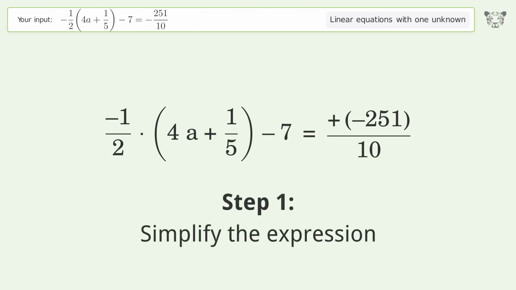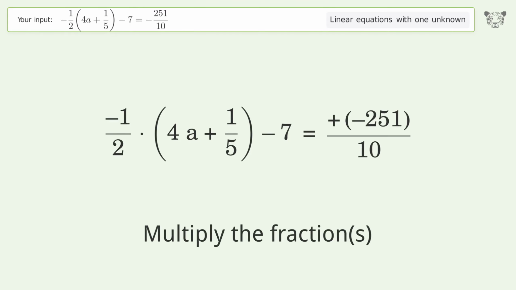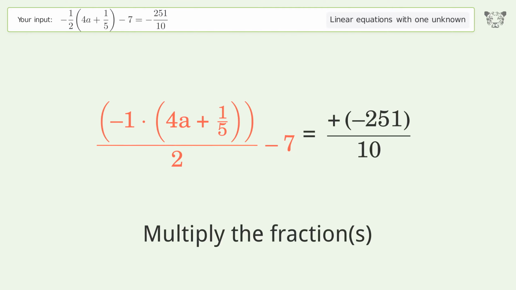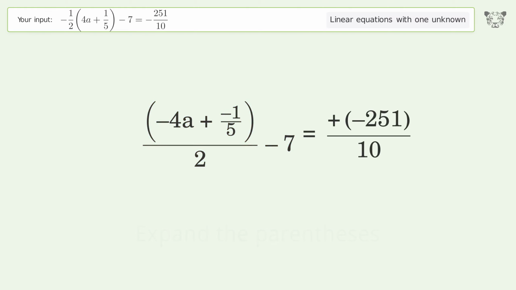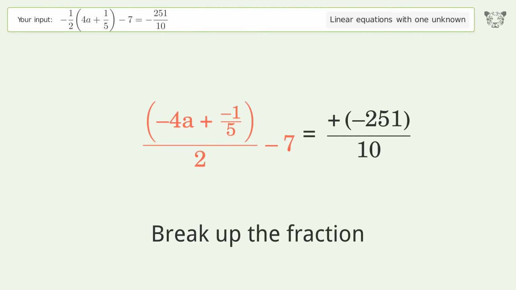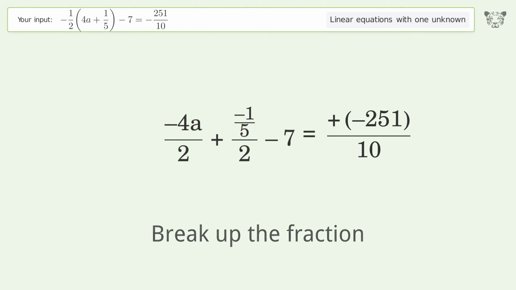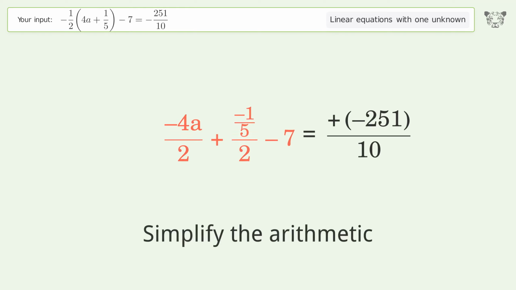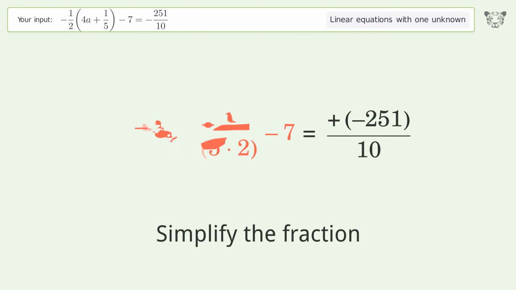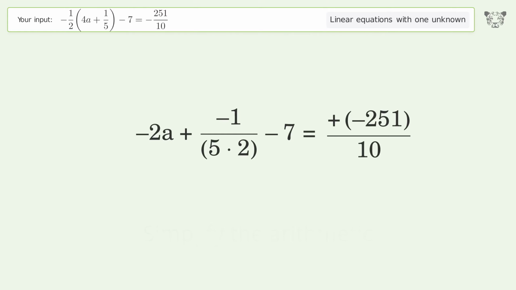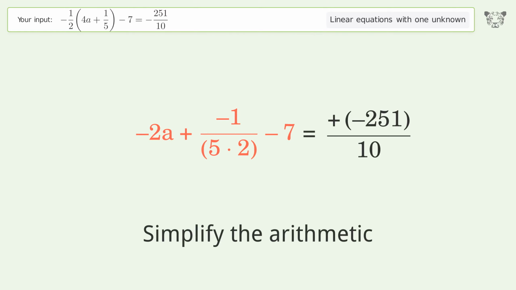Simplify the expression. Multiply the fractions. Expand the parentheses. Break up the fraction. Simplify the arithmetic. Simplify the fraction. Simplify the arithmetic.